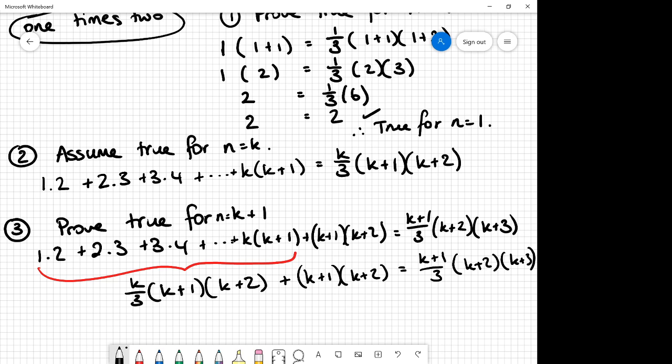And the easiest way in fact to do this one is to write it as k over 3 by k plus 1 by k plus 2, and I'm just going to write in next to this part here a 3 over 3. So 3 over 3 is the same as 1, so that doesn't change any values.